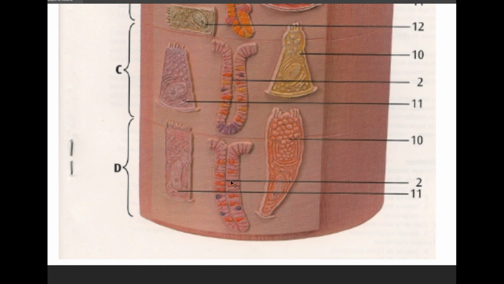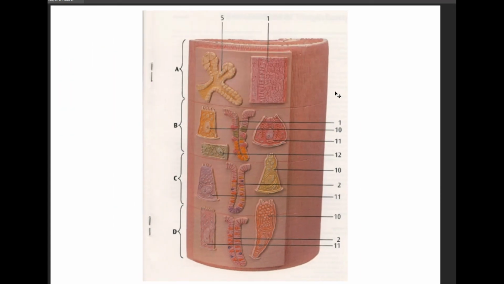Number 2 is again another intestinal crypt. And lastly, number 11 right here is an enterocyte, which is a fancy word for intestinal cell. And that is it for this model.